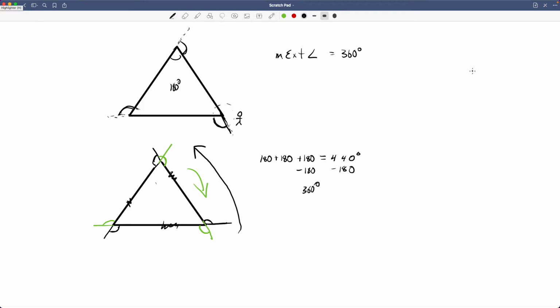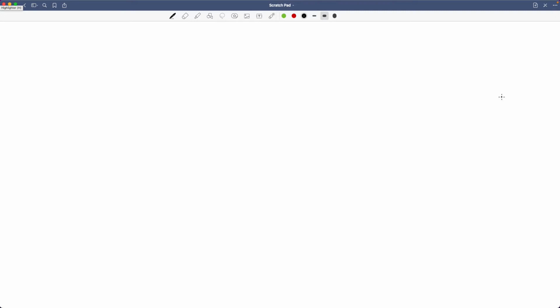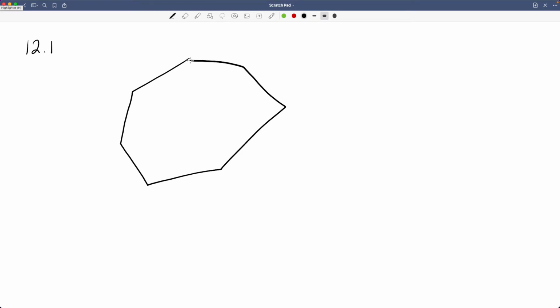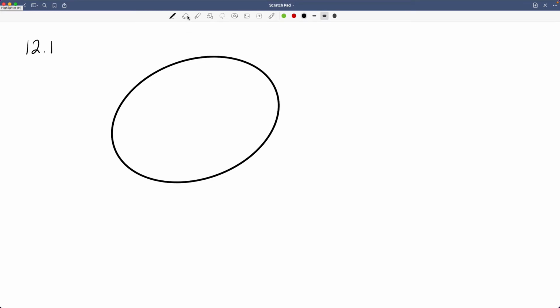All right, so that is the measure of the exterior angles. Let me clear this. We've already talked about counting the triangles and the formula to do that for both concave and convex. So let me just give you a quick example problem. Example 12.1 wants to find the sum of the interior angles of a 7-sided shape. So 1, 2, 3, 4, 5, 6, 7, and it decides to make that a circle.